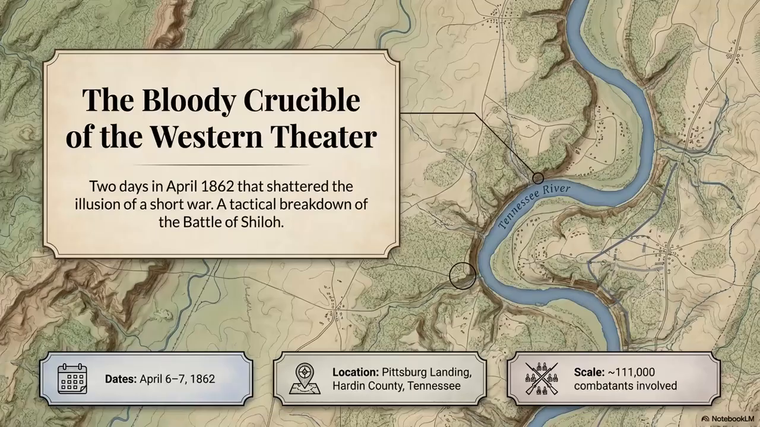Situated at Pittsburg Landing in Hardin County, Tennessee, the map highlights the critical terrain along the Tennessee River where the fighting commenced. Engaging an immense scale of approximately 111,000 combatants, this overview sets the stage for an in-depth analysis of the movements, strategies, and devastating human cost of a confrontation that forever altered the course of the American Civil War.